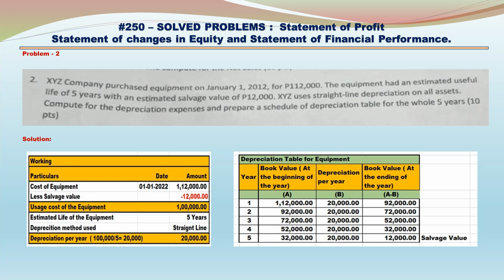Year 5. Book value at the beginning of the year 32,000. Depreciation per year 20,000. Book value at the end of the year 12,000. This is the salvage value.